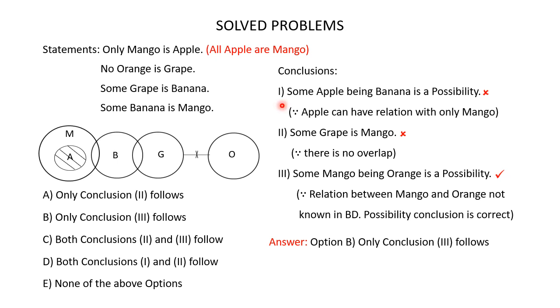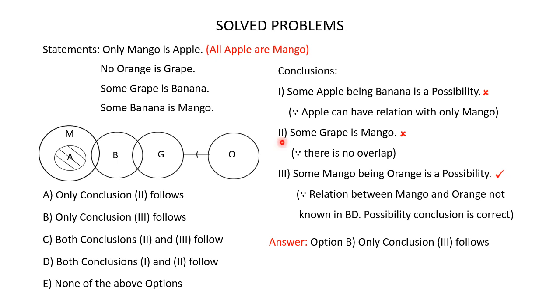Conclusion 1. Some apple being banana is a possibility. So in the Venn diagram, you have apples here and bananas here. Clearly, you can see that apples can have a relation only with mangoes. Apples will not have any relation with bananas. So the conclusion, some apple being banana is a possibility, is never going to happen and is wrong. Conclusion 1 does not follow.